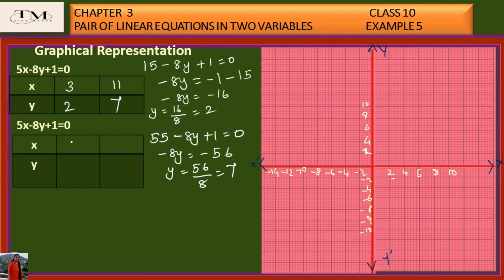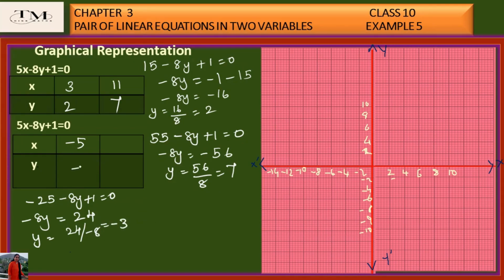Again I am going to take different values of x. For this I am going to take the negative value, minus 5. So when x is equal to minus 5, 5 into minus 5 is minus 25, minus 8y plus 1 is equal to 0. So minus 8y, minus 25 plus 1 is minus 24. When it goes to the other side, it becomes plus 24. Then y will be equal to 24 divided by minus 8, which is equal to minus 3, since 3 8s are 24. So the answer is minus 3.